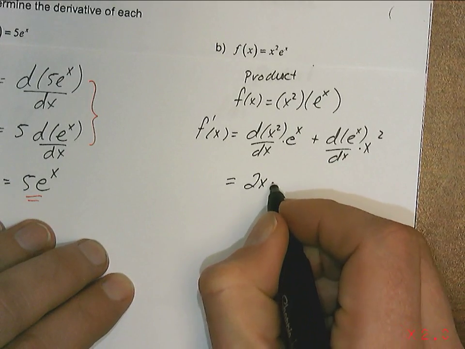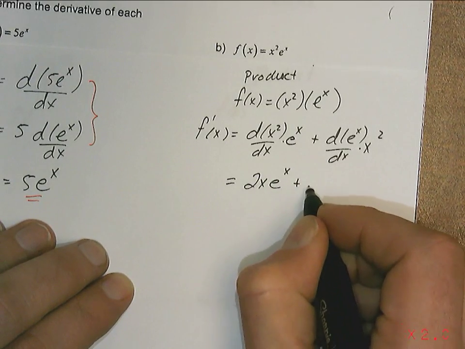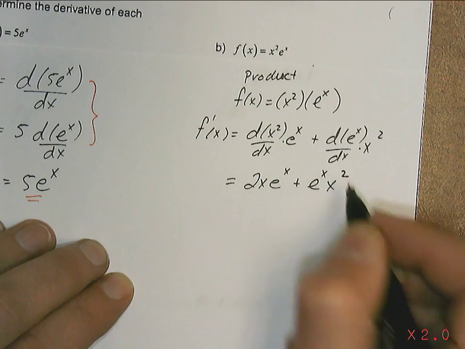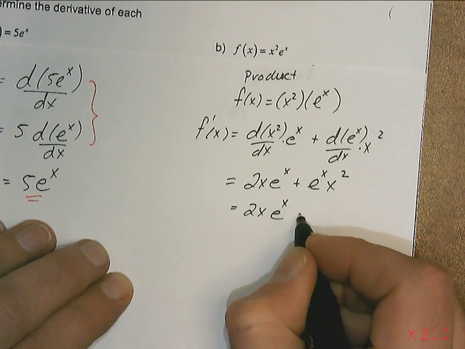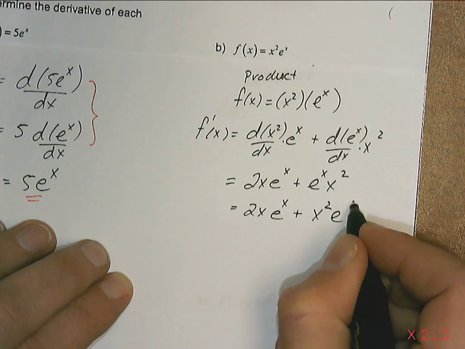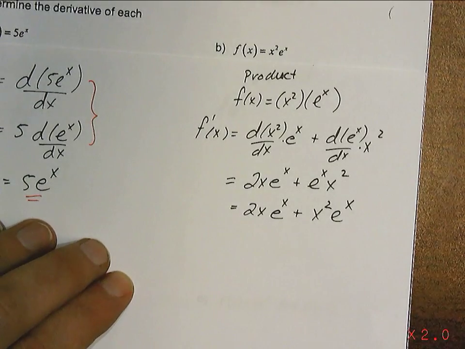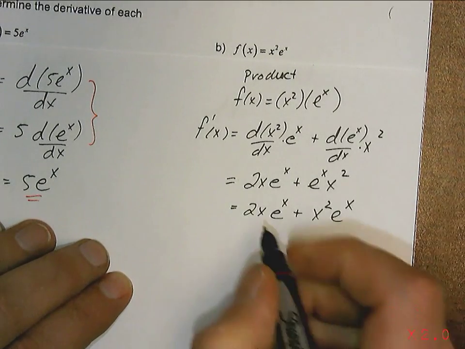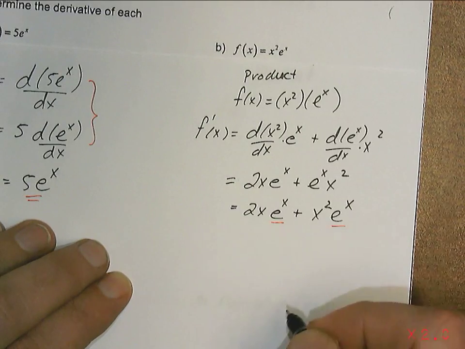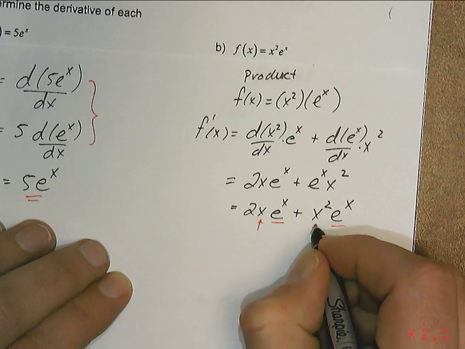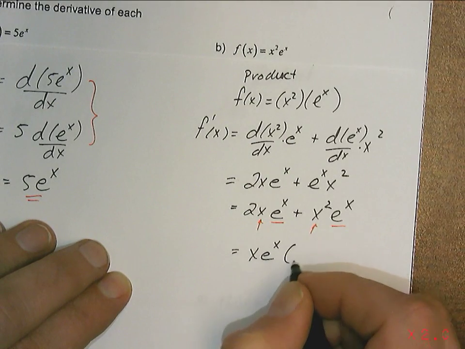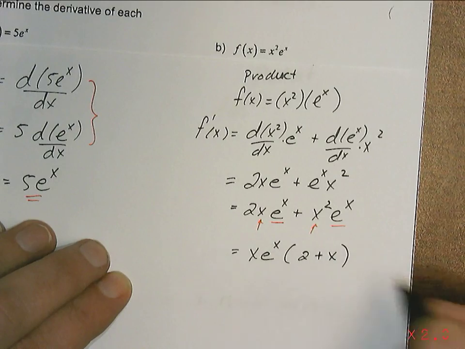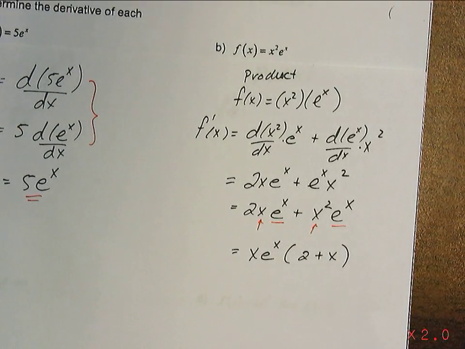It's going to be 2x e to the x plus e to the x squared. Make it look a little bit prettier: 2x e to the x plus x squared e to the x. For some reason, I like it better with the e to the x second. But now we're going to common factor. I can common factor out an e to the x. I can common factor out an x. And our final answer will be x e to the x times 2 plus x. And yes, you have to common factor because we're going to be setting this equal to 0 soon, and we're going to be solving.